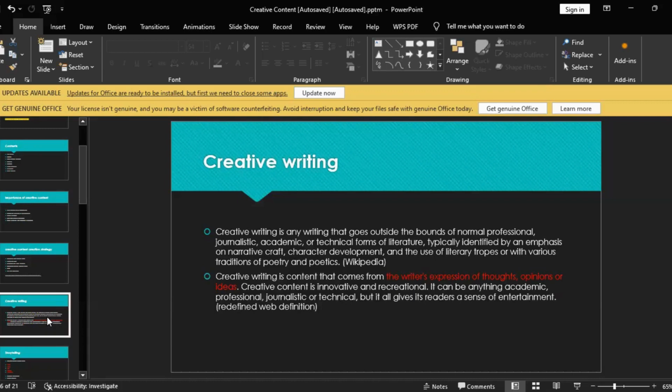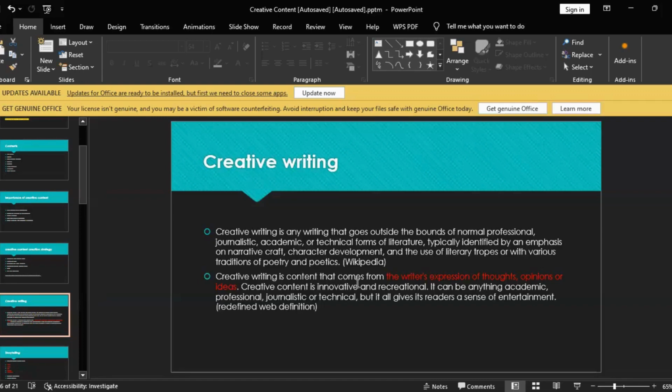So the first one is: creative writing is any writing that goes outside the bounds of normal professional, journalistic, academic, or technical forms of literature. So this definition says creative writing means the writing that goes outside those forms, so it says creative writing is not these things. It is typically identified by an emphasis on narrative craft, character development, and the use of literary tropes, or with various traditions of poetry and poetics. So what this definition says is that creative writing should have narrative craft, character development, and be full of poetic language. This definition is kind of problematic, because go to the second definition.